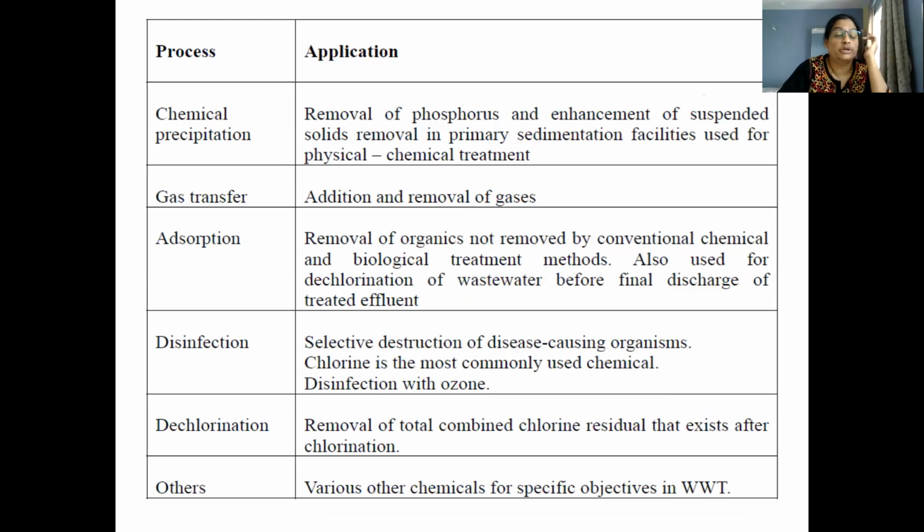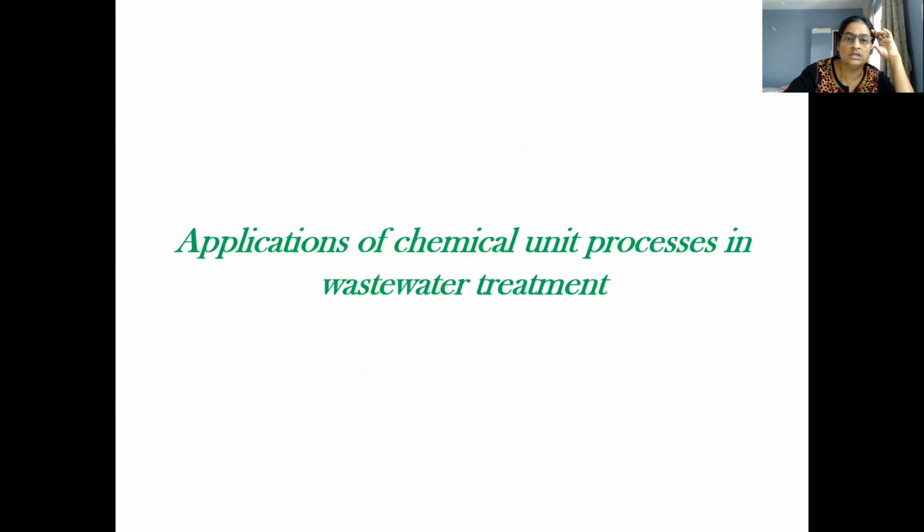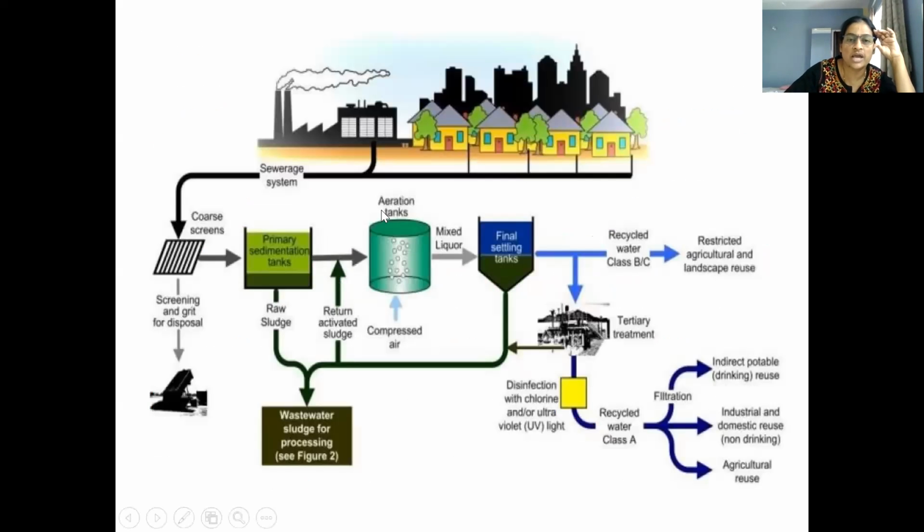So chemical precipitation is for the conversion of smaller particles into larger ones, and then they can be removed. Okay, then gas transfer, addition and removal of gases. Gas transfer means, in the aeration process, here is the aeration unit operation. Have you seen? This is the aeration unit operation, added in between the primary and secondary clarifier. What is the function of the aeration plant? To add oxygen, atmospheric oxygen.